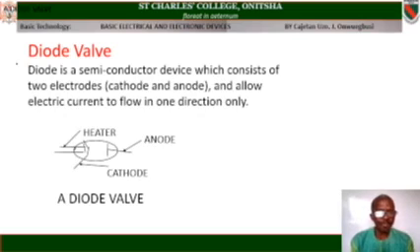Diode valves. Diode is a semiconductor device which consists of two electrodes, cathode and anode, and allows electric current to flow in one direction only. As you can see on the diagram of the diode, you have a tube containing the two electrodes, that is the cathode and the anode. Then you have a heater which heats the electrode in order to release electrons.